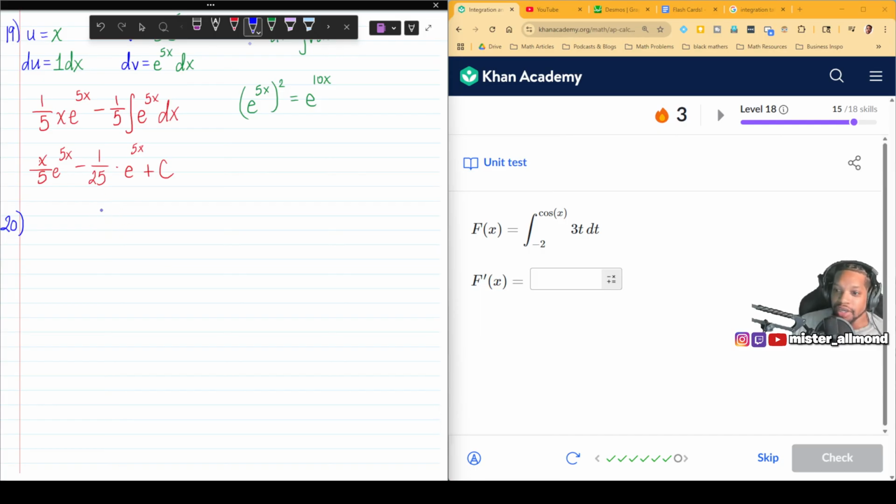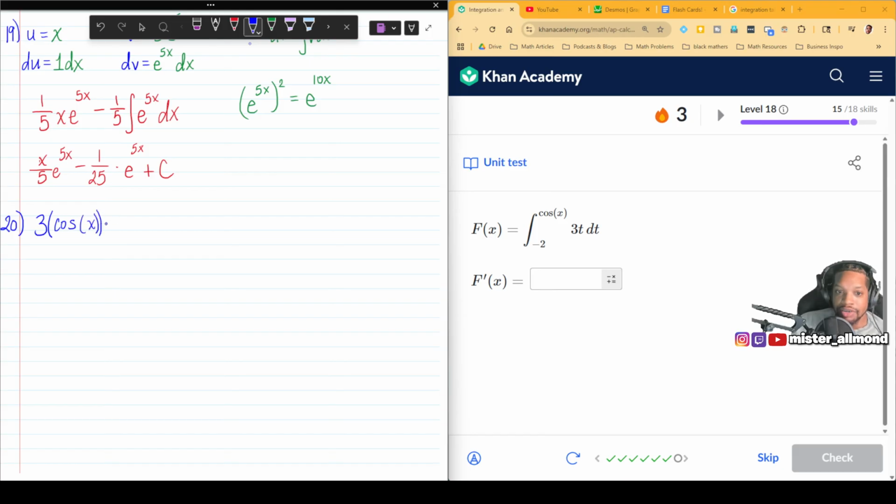All right, so they're giving us capital F of x, which is some integral, and then they want us to derive that integral. So we're taking a derivative. However, we know that derivatives and integrals cancel out, but we got to look at our bounds. So if I were to know that integrals and derivatives cancel out, it wouldn't just be a 3t. I would plug in my top bound, like so.